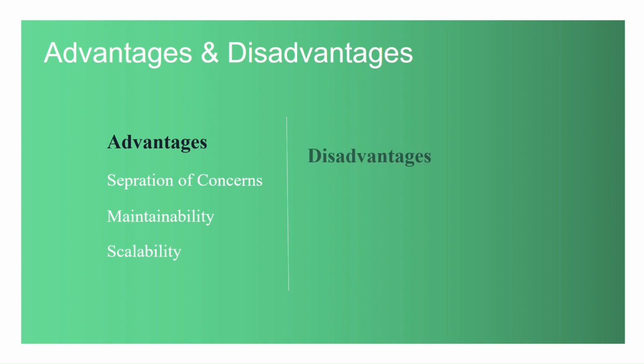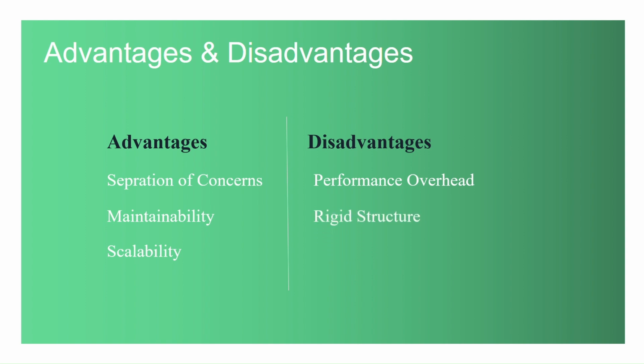Now we will see its disadvantages. Performance overhead. Passing data through multiple layers can sometimes slow down the system. Rigid structure. Changes in business requirements might require adjustments across several layers, which can be time consuming. For example, in a banking app, while its layered design makes it secure and maintainable, it may introduce slight delays if every transaction has to pass through multiple processing steps.